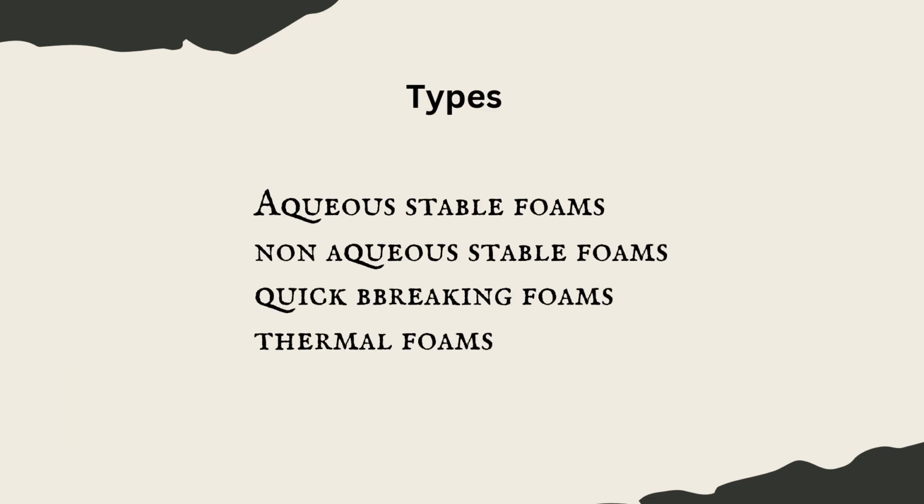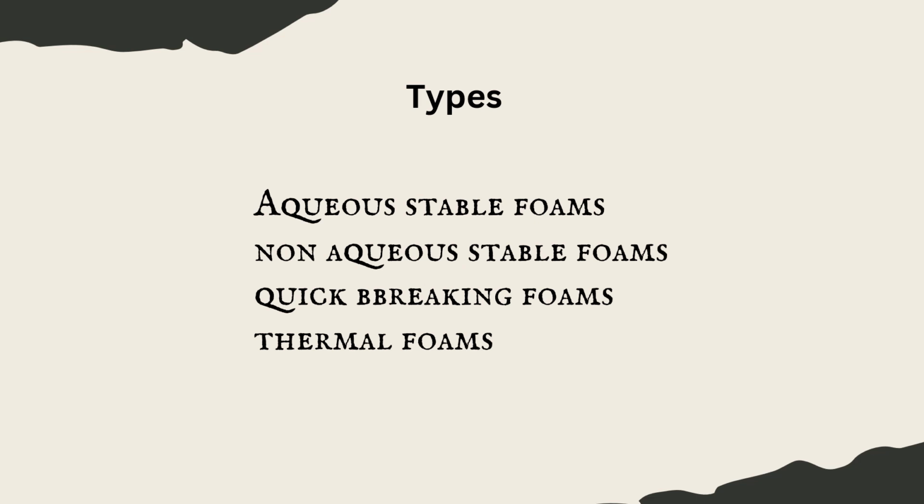These are the types of foam systems. Aqueous stable foams: in this, water is used. Non-aqueous stable foams are also stable foams, but in this system, water is not used. Quick breaking foams are used on your skin, and they quickly break and solubilize on your skin. Thermal foams, as the name suggests, thermal means heat; these are foams for heat.